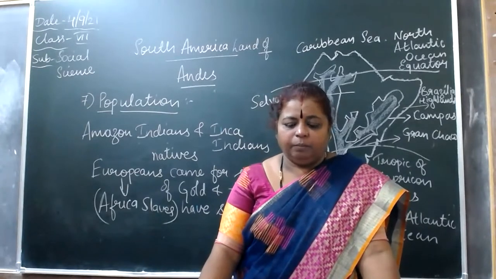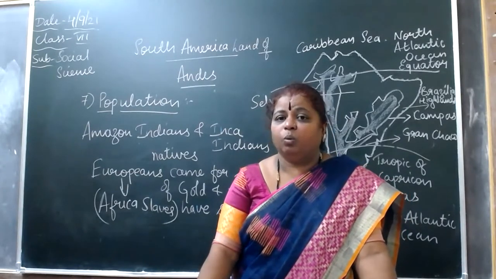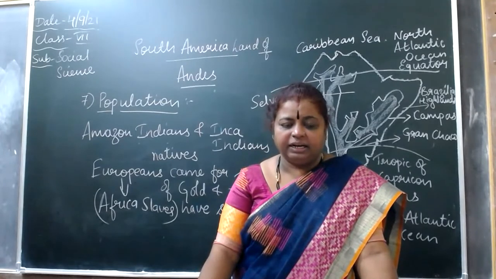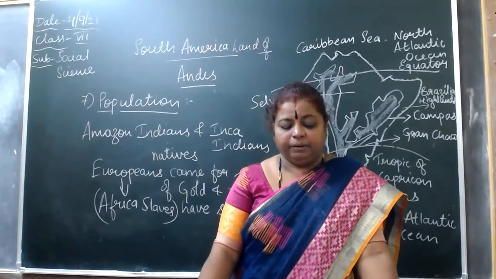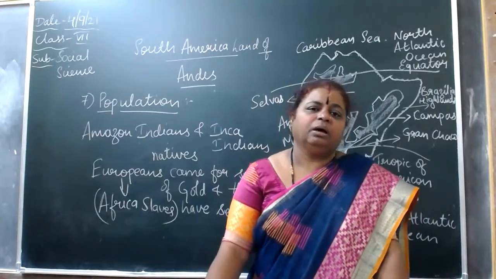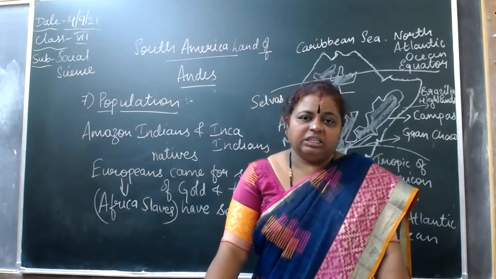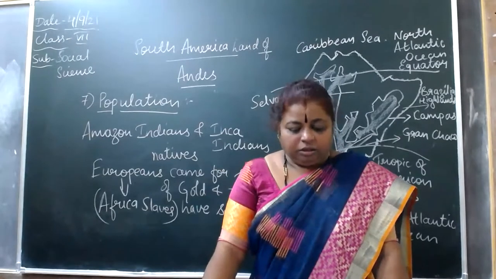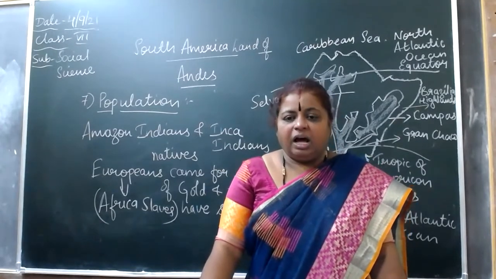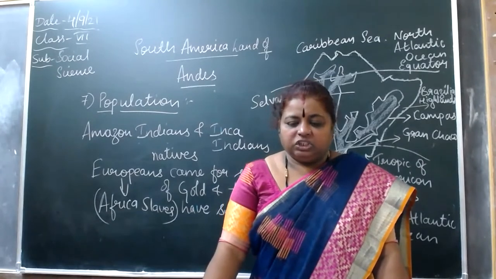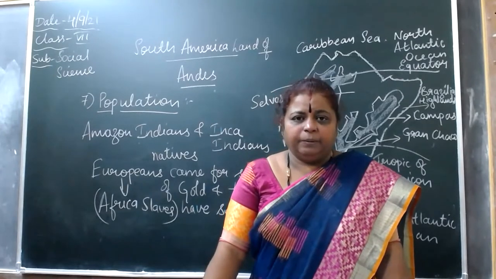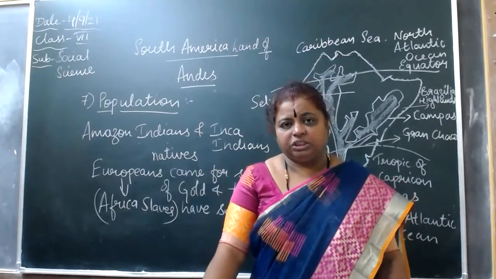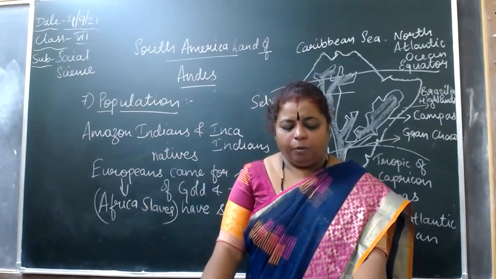The highest urban population is in Uruguay. Where is the highest urban population? In Uruguay, at 93%, and the lowest percentage is in French Guiana, in the northern part of South America. Uruguay has the highest urban population at 93%, and Guiana has 36%, which is the least.